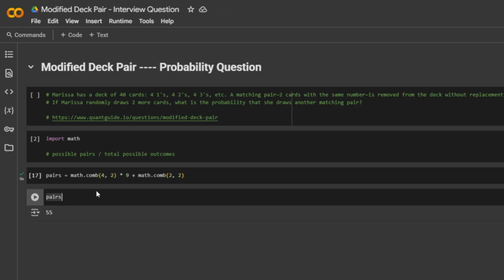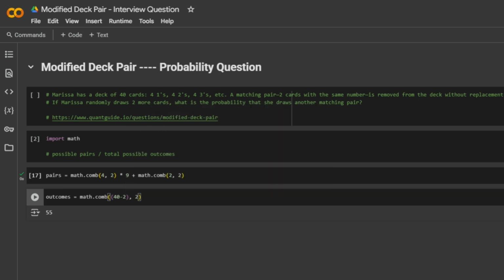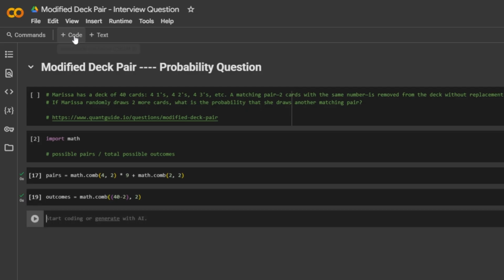55. Now to calculate the total outcomes, we can define this as outcomes. We're going to do math.comb. Now since 2 cards were already taken out, we could do 40 minus 2, and we're putting them in pairs of 2. So I could have just typed out 38, but just so you guys understand the intuition behind it. And as I just stated, we're putting them in pairs of 2. So we could run this, and we can now view what our outcomes would be. You can see that gives us 703.